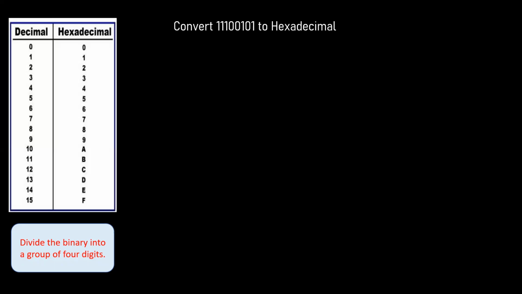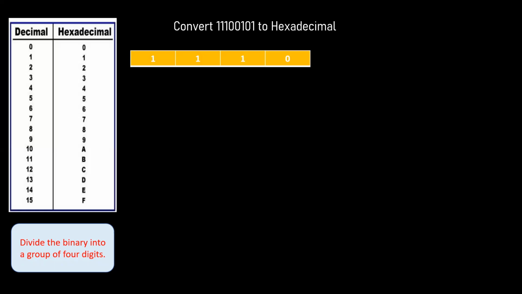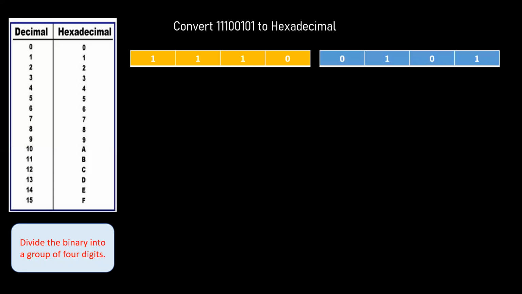For example, convert 111000101 to hexadecimal number system. So again, we would need first to group them by 4. So with that, we can have this 1110, and the other group will be 0101. So we get this from our given binary numbers.